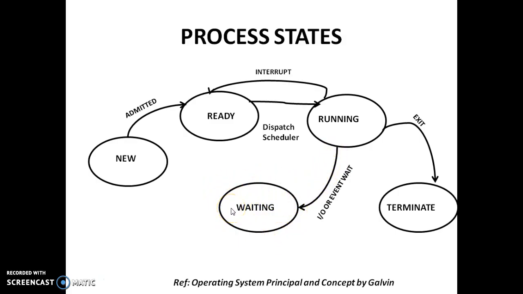Then the waiting state tries to inform the operating system that some processes are waiting for execution in the waiting state. So the waiting state needs the IO events to be completed. Then the process is sent to the ready state for execution. Then running happens again, and finally the process terminates its execution.